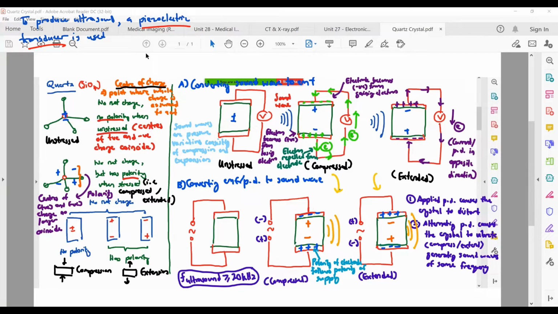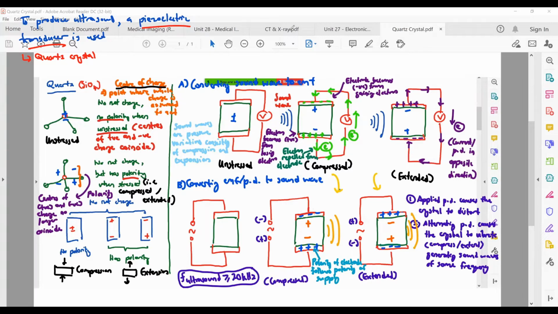Just like in X-ray, we tell you if you want to produce an X-ray, you need to use an X-ray tube. So for ultrasound, you need to use something called a piezoelectric transducer. An example of a piezoelectric transducer is quartz crystal. Piezoelectric transducer is a general name, the actual name being quartz crystal. The terms are interchangeable. If you say quartz crystal, it means piezoelectric transducer. They mean the same thing. So if you want to produce ultrasound, you need to use a quartz crystal.